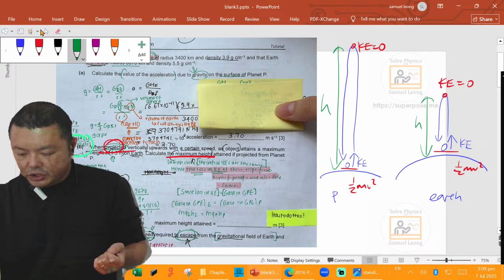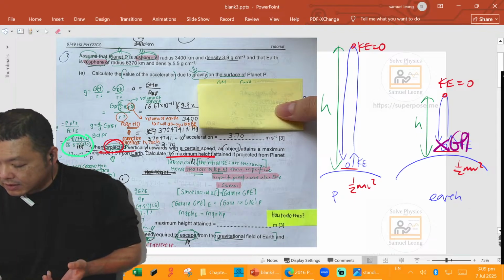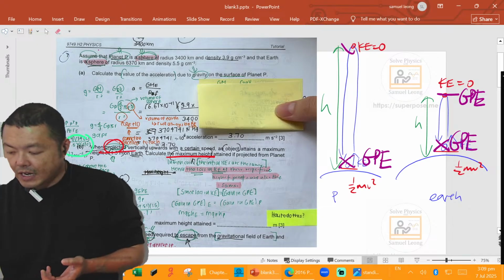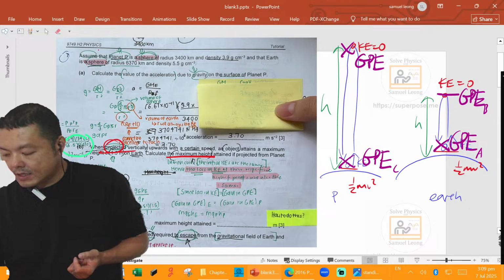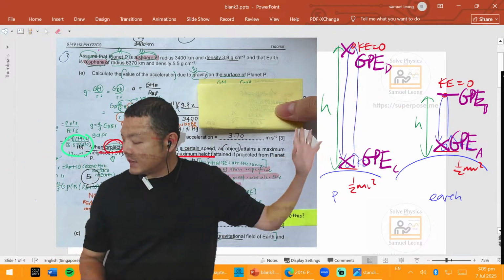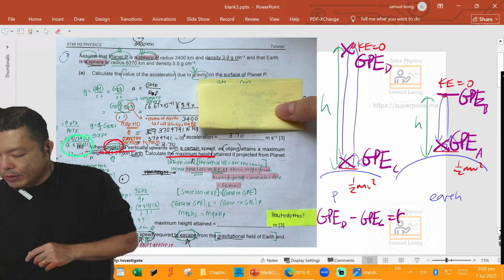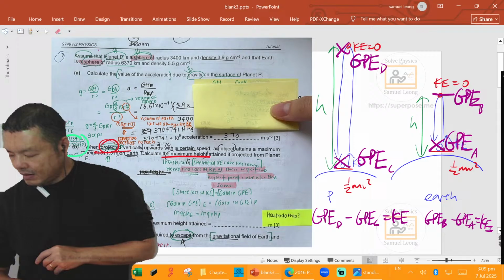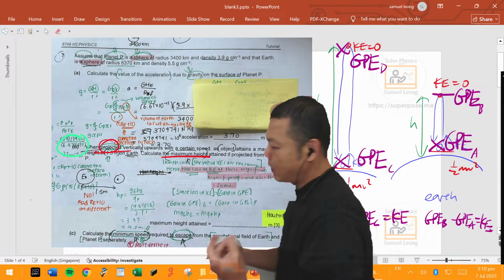Okay, so you've got to check. Basically, this question is really frustrating because you need to check the GPE here, here, here, and there. A, B, C, D. All right, I'll just give it some letters first. GPE D minus GPE C equals KE. GPE B minus GPE A equals KE. Same KE, right? But then you have to expand it.